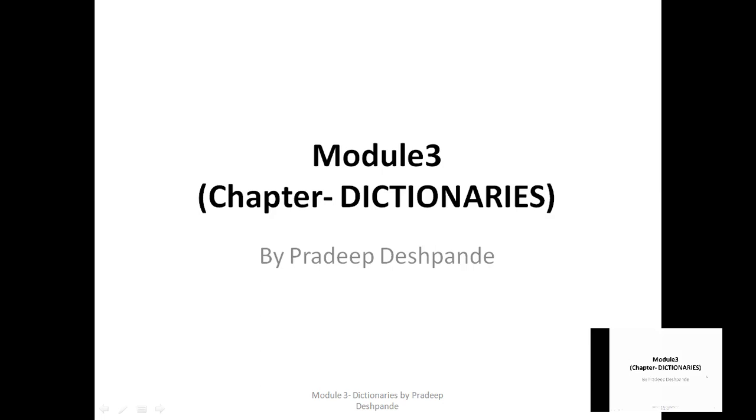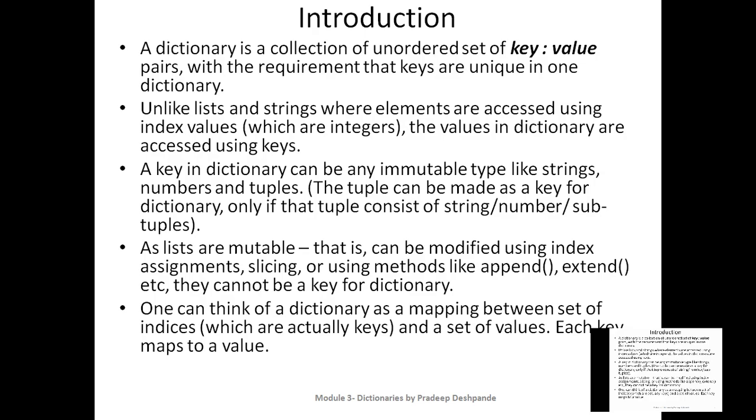Hello everyone. So we are going to start with dictionaries in this particular class. Here we have Module 3, second chapter. A dictionary is a collection of an unordered set of key-value pairs. In the list we have seen only the elements, but in the dictionary we will have both key and value pairs.